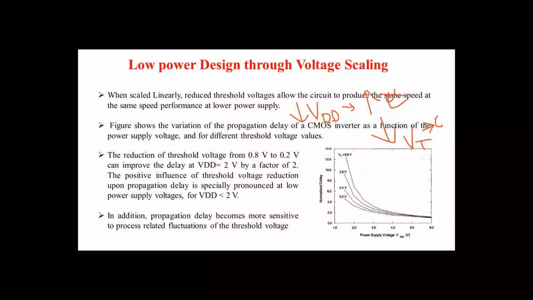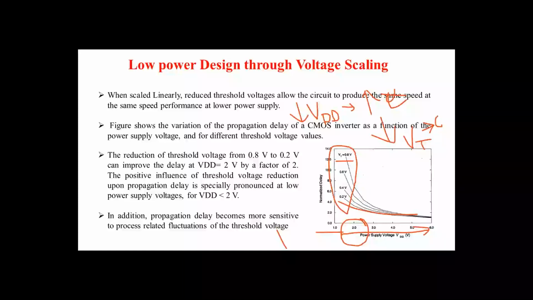Here we see that when the supply voltage increases, the delay will decrease. Our motto is to reduce the supply voltage. When you reduce the power supply, what will happen? The power dissipation will be reduced, and at the same time the delay will be increasing. So how is it compensated? The delay is compensated by reducing the corresponding threshold voltage.